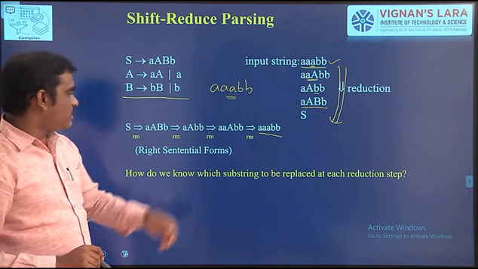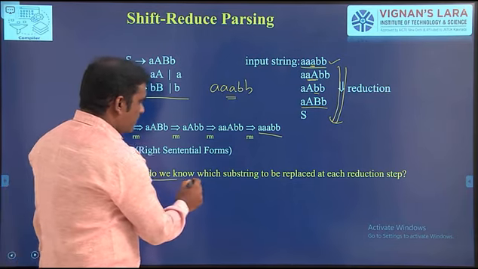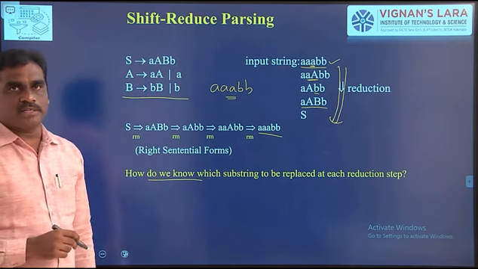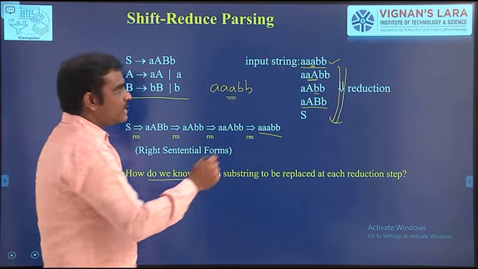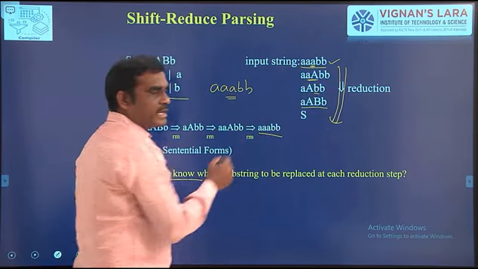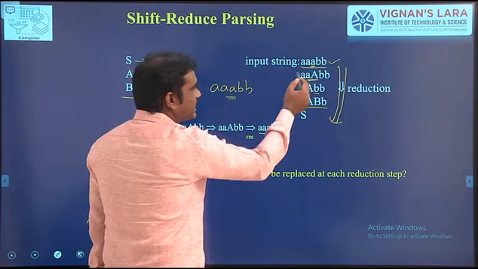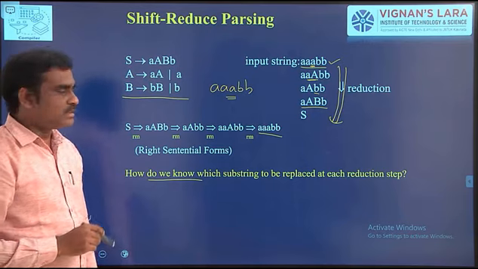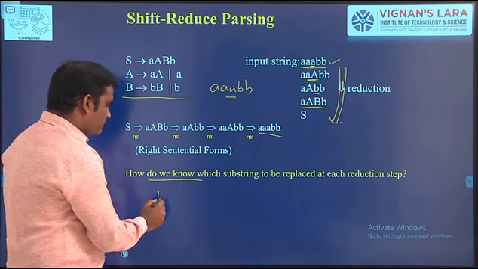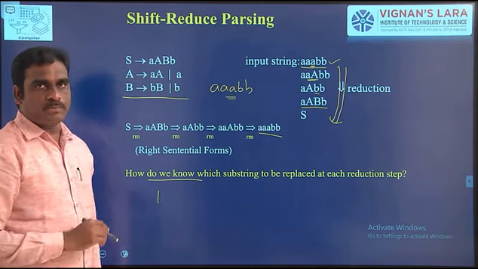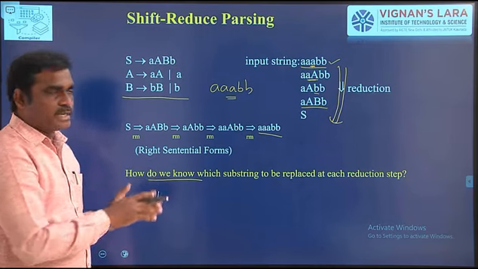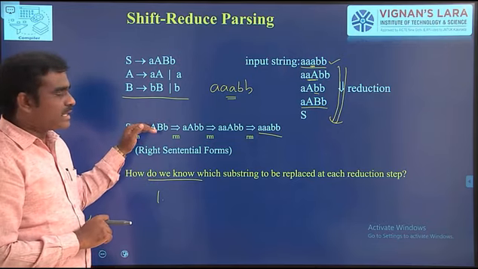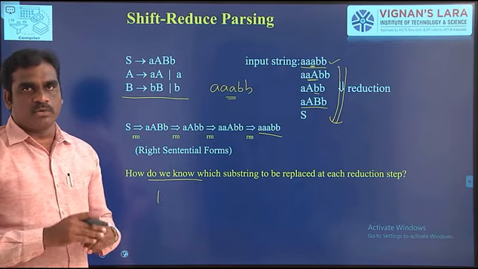But here the problem is, how do we know which substring is to be replaced at each reduction step? It is somewhat difficult. Suppose this a is replaced with A, or this a is replaced with capital A, or this a is replaced with capital A. We don't know exactly. That's why the first step is to apply the normal approach. Normal approach means first simply deriving the normal derivation. In this case, we are performing only the rightmost derivation.